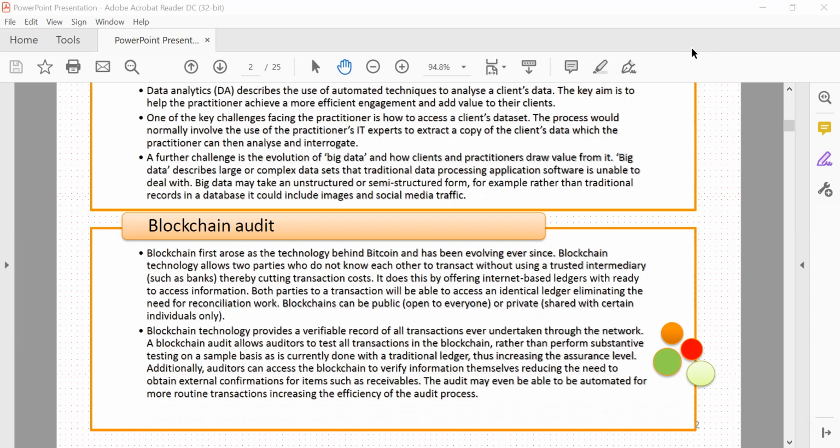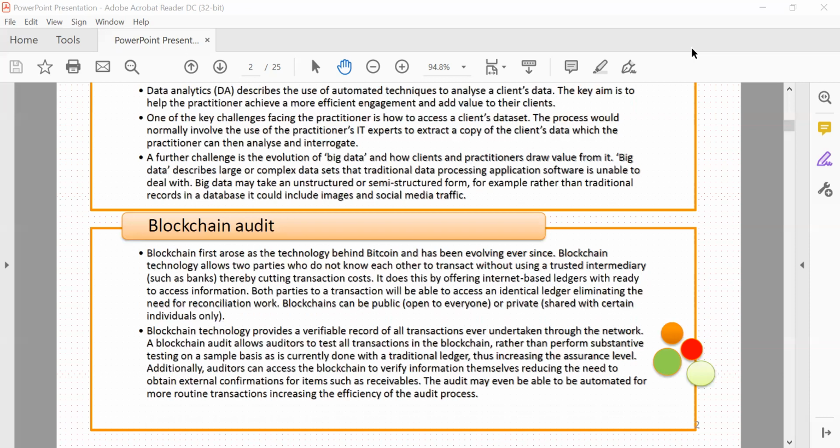Now, what is blockchain? Blockchain technology basically allows two parties who do not know each other to transact without using an intermediary. Just imagine in the traditional way of doing things, two parties can transact, can do business, but with an intermediary or a trusted intermediary, which is a bank.